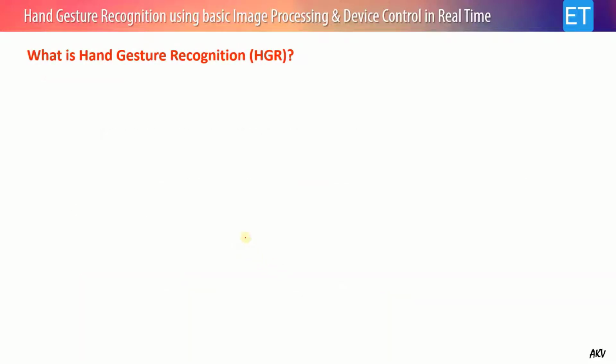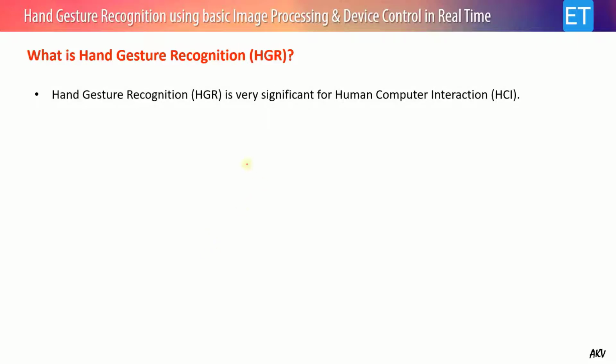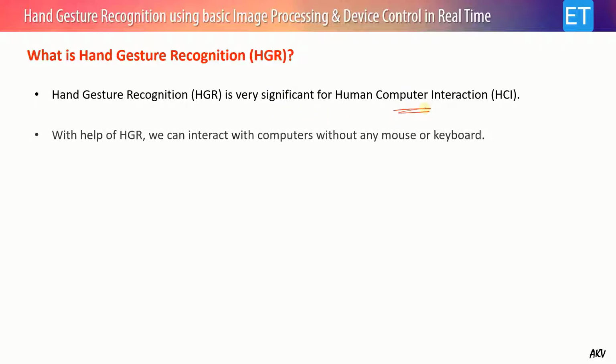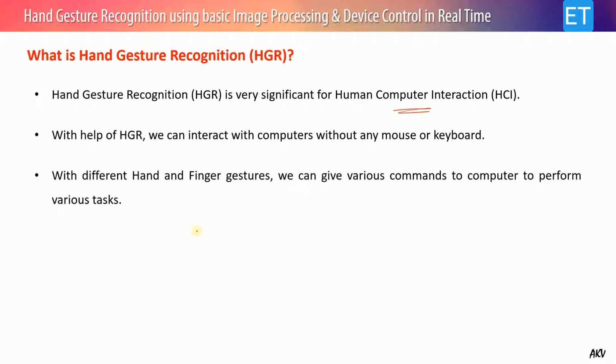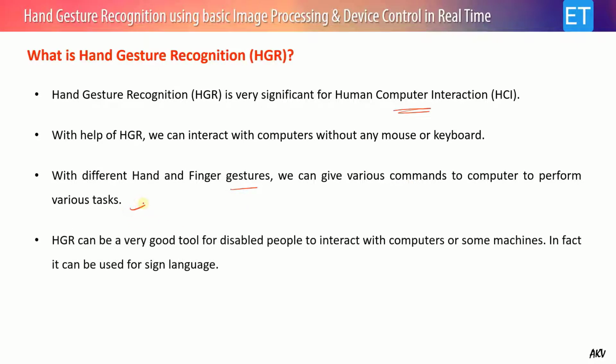So let me show you first what this hand gesture recognition is. Hand gesture recognition, HGR, is very significant for human computer interaction. With the help of HGR, we can interact with computers without any mouse or keyboard. With different hand and finger gestures, we can give various commands to the computer to perform various tasks. HGR can be a very good tool for disabled people to interact with computers or other machines. In fact, it can be used for sign language.